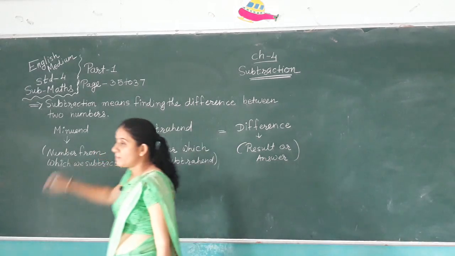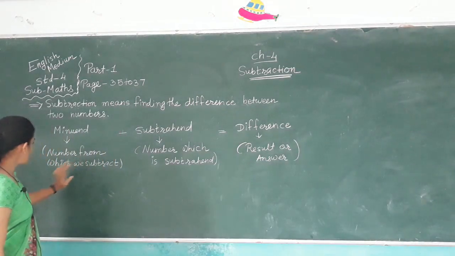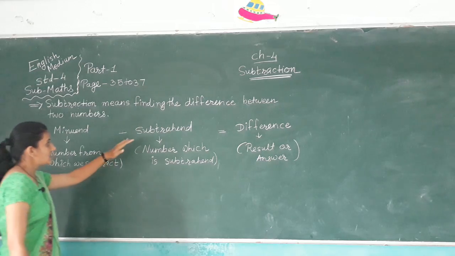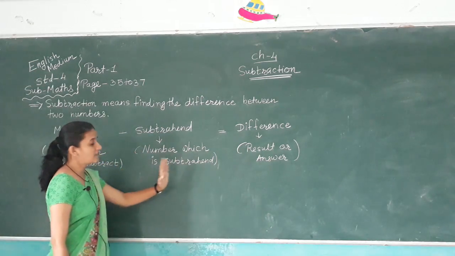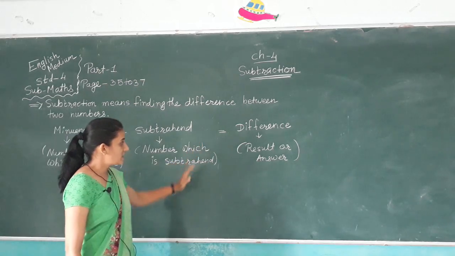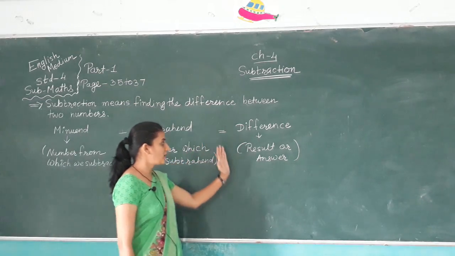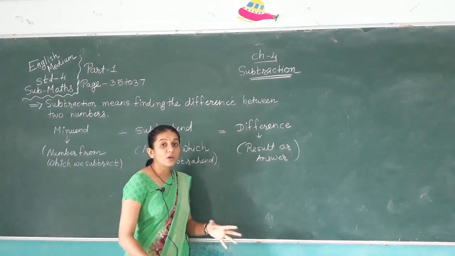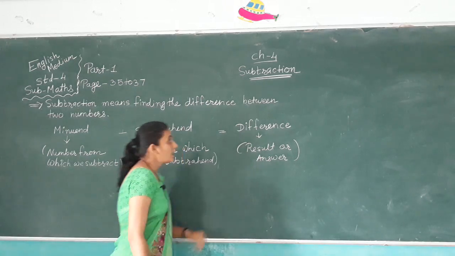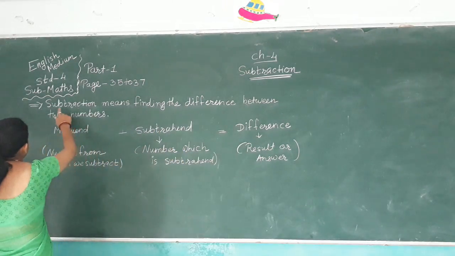Here, minuend. Minuend means what? Number from which we subtract. Subtrahend: the number which is subtracted. Difference. Difference means what? Difference means we get the answer. It is called the result or answer.